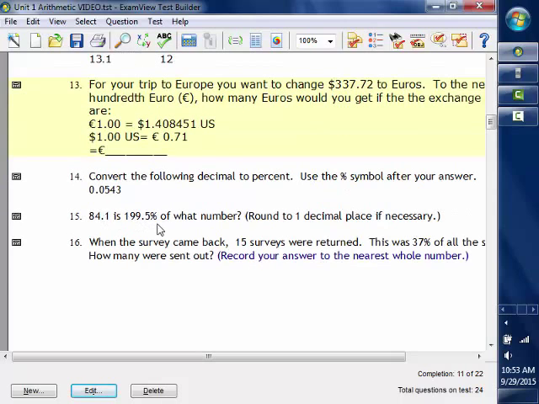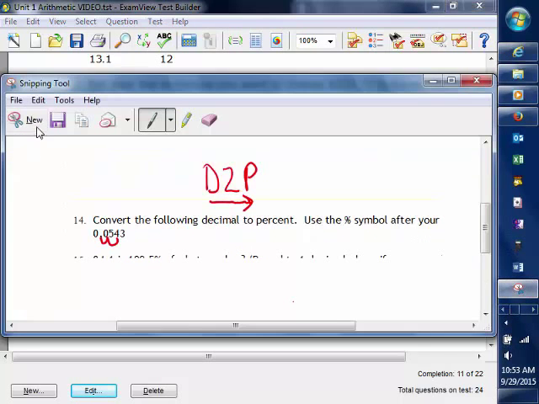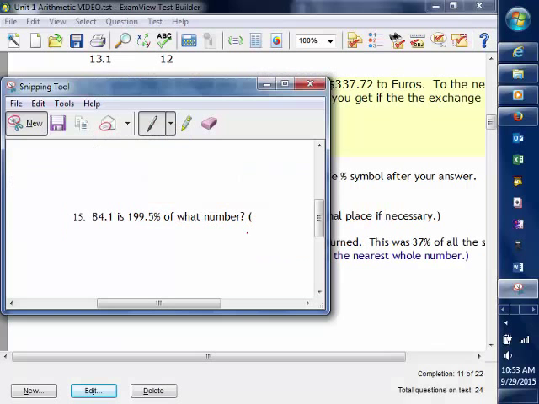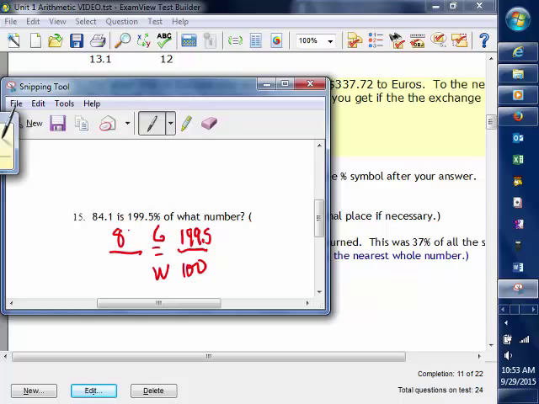Next one, 84.1 is 199.5% of what number? Okay, you have to set it up right. So we're looking for what number, and that's 100%. 199.5 is what we're given, and that's 84.1. So cross multiply and divide.